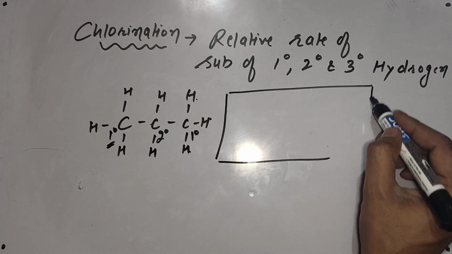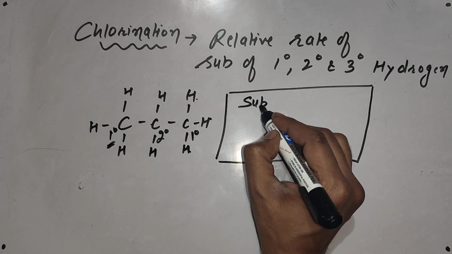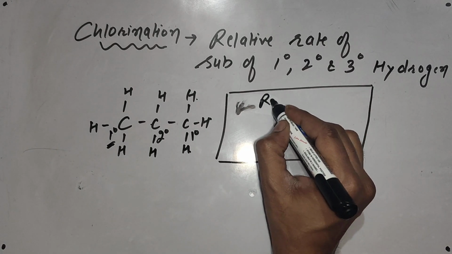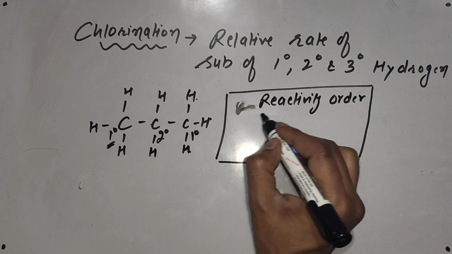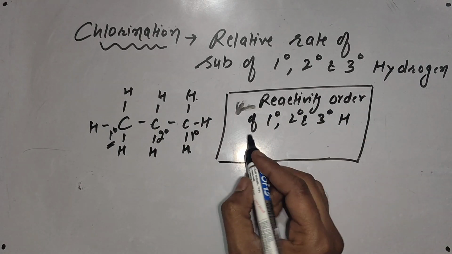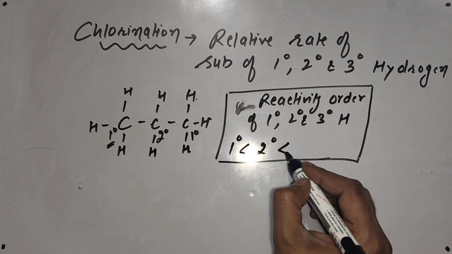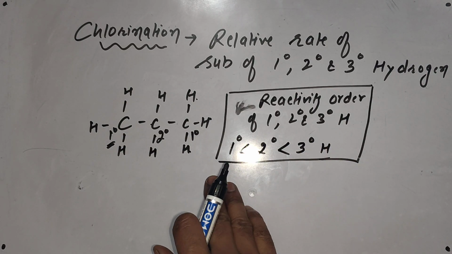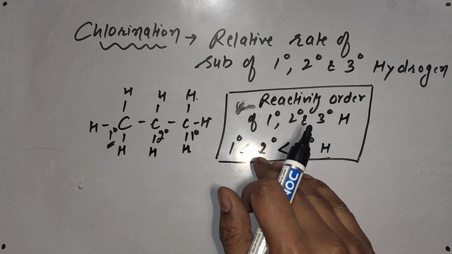Because their reaction is happening with free radical mechanism, if I talk about the reactivity order of 1 degree, 2 degree and 3 degree hydrogen, 1 degree hydrogen is least reactive, then 2 degree, and 3 degree hydrogen will be the most reactive hydrogen. Means 3 degree hydrogen can be easily substituted by a given halogen.